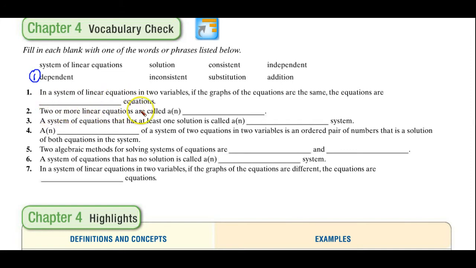Two or more linear equations are called systems of linear equations. A system of equations that has at least one solution, I remember that one, is consistent. No solution is inconsistent. We'll get to that here.